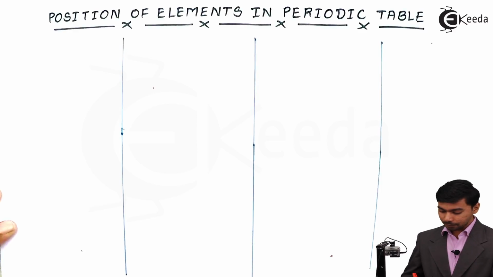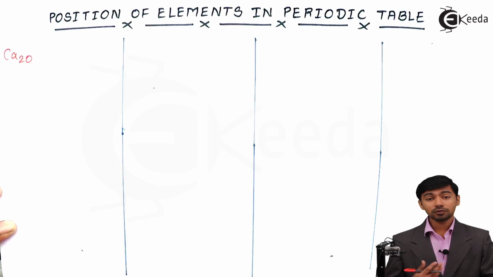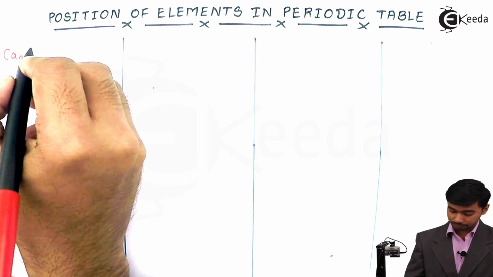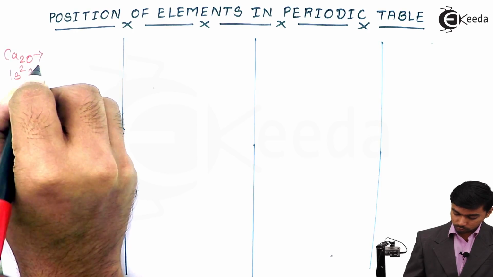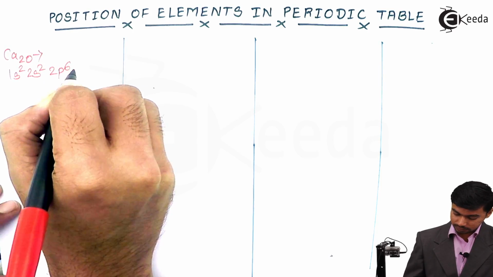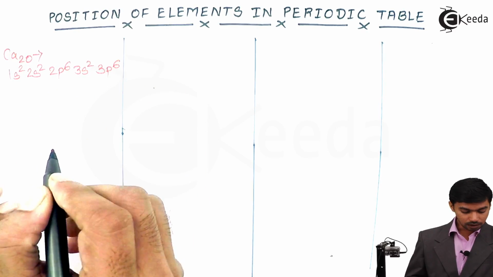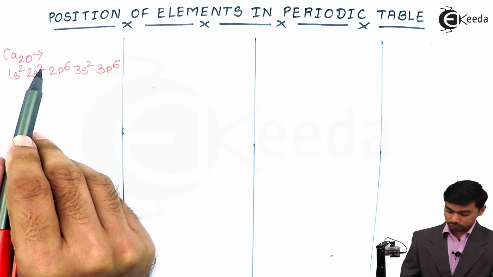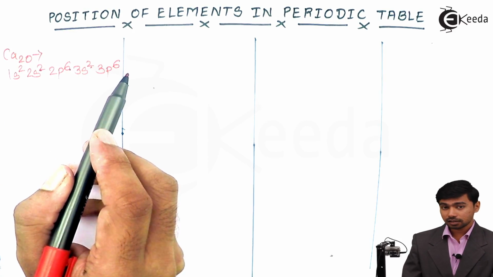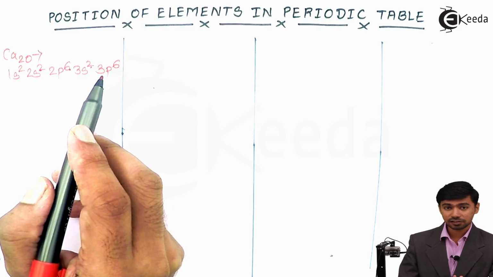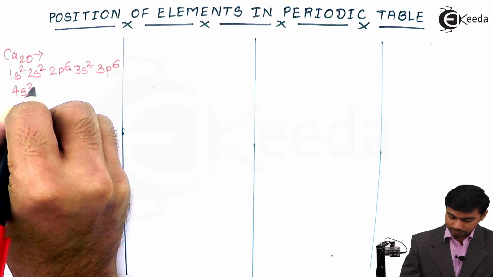Let us take an example of calcium. Calcium has atomic number 20. So what will be the electronic configuration for calcium? Calcium 20 means 1s2, 2s2, 2p6, 3s2, 3p6. How many are over? 2 plus 2, 4, 4 plus 6, 10, 12, 12 and 6, 18. So out of 20, we have accounted for 18 electrons, so only 2 are remaining. So the next one is 4s2.